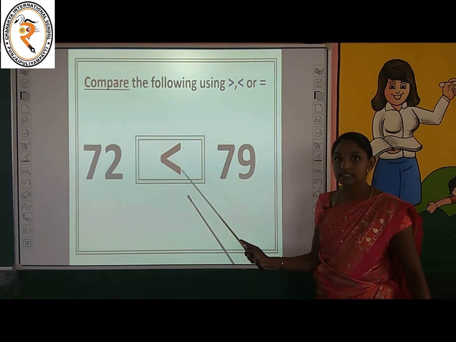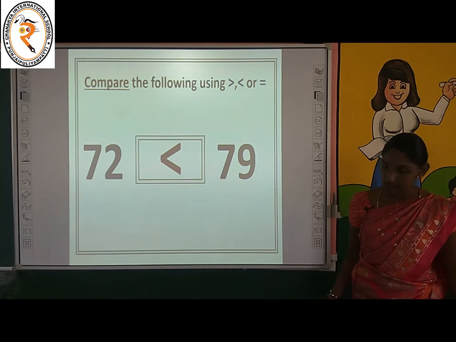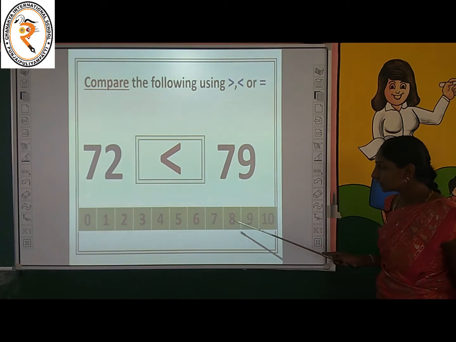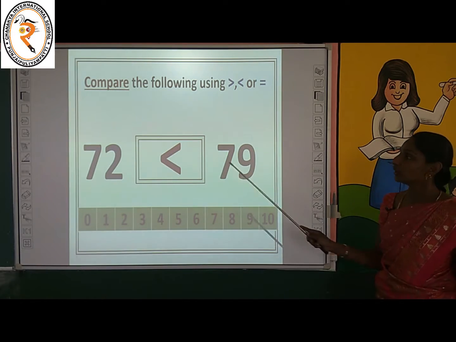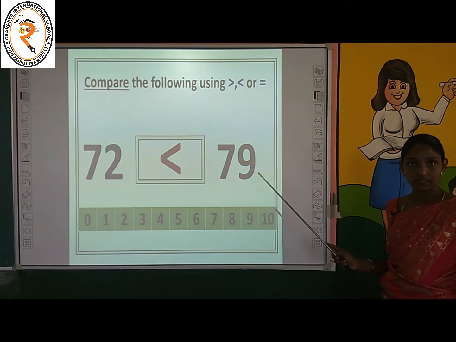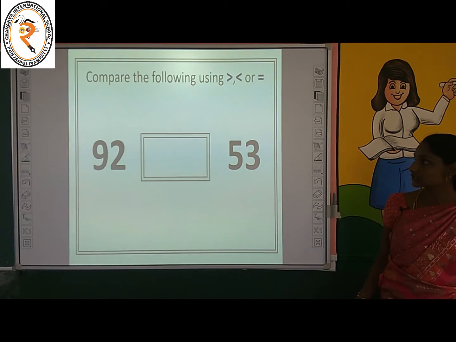What is the answer? Smaller. Because look at the number strip. 2 ones are smaller than 9 ones. That's why we are putting 72 smaller than 79. Is it clear? Next one.